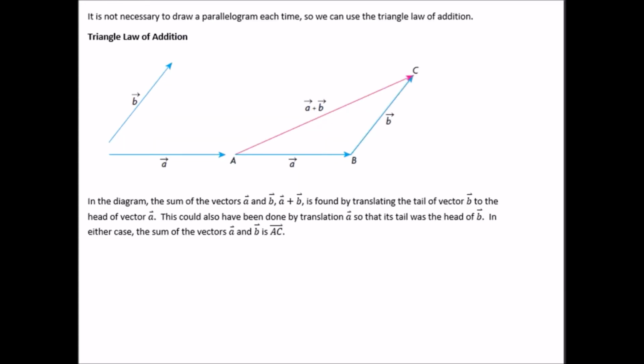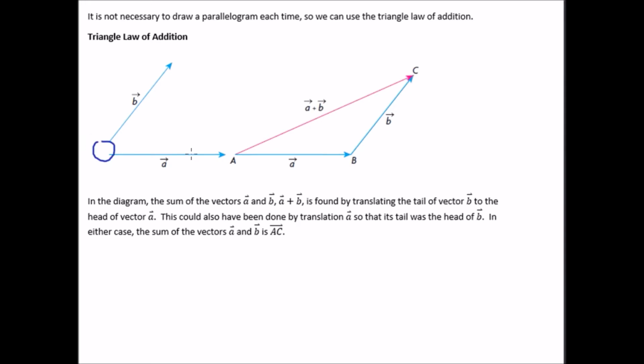It's not necessary to draw the parallelogram each time. I personally like it because then I can see the angles, but you can also use the triangle law of addition. Okay, so in the diagram here, B and A are not drawn tail to tail. See how there's a huge gap here?